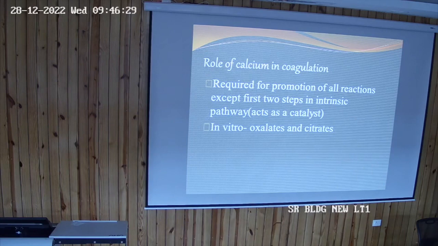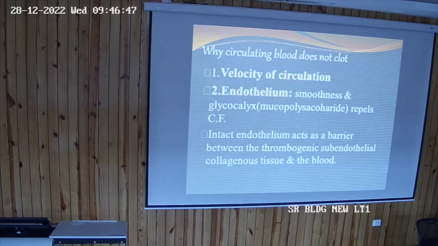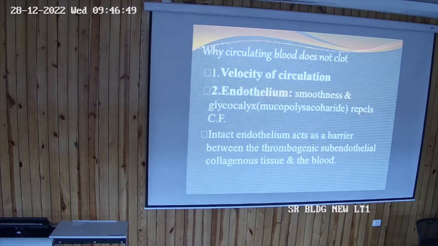Okay, EDTA. Have you heard of this one? It is an anticoagulant. If we have to keep the sample, we keep the sample in an EDTA vial. Ethylene diamine tetraacetic acid often acts as an anticoagulant. An example of a calcium chelator is oxalate.